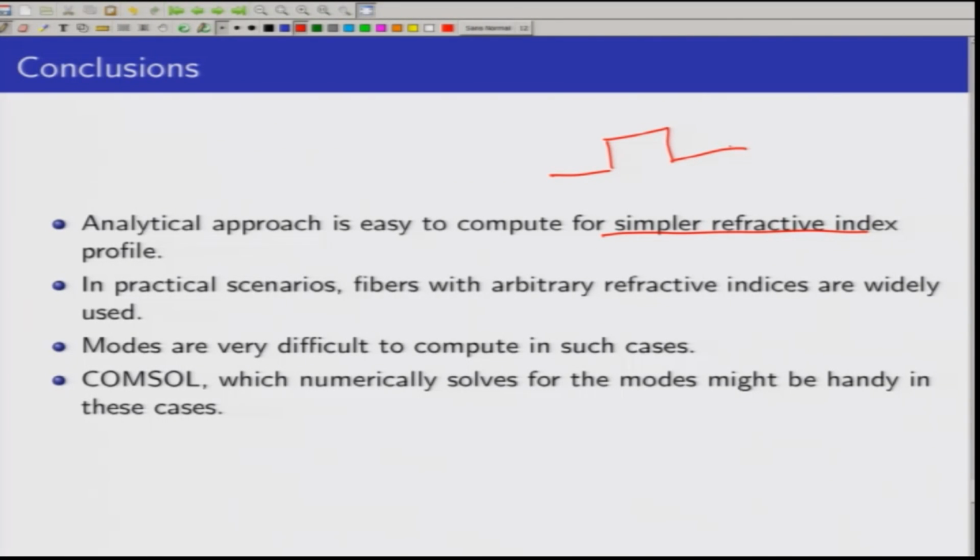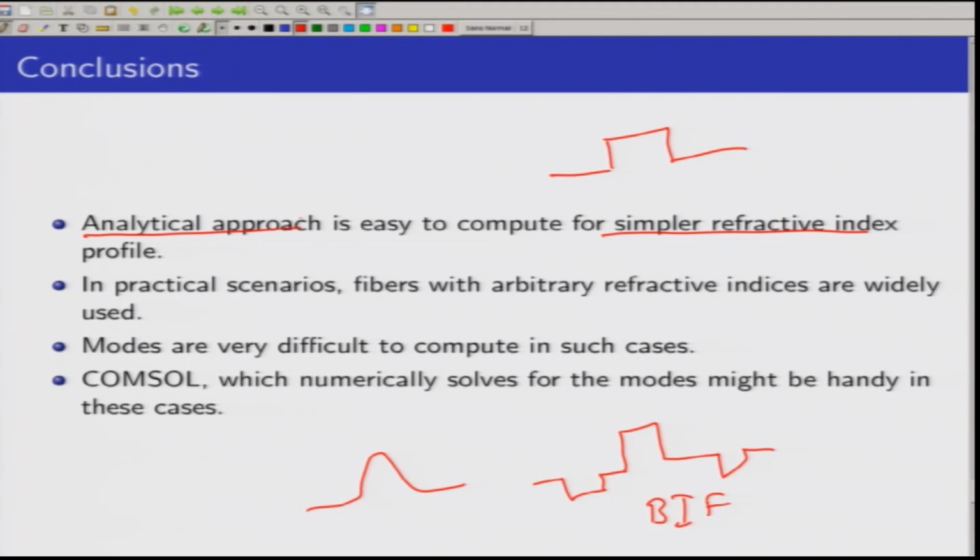But in practical scenarios, this step index profile is not much of a use, and there are many different profiles that are used in optical fibers, for example a parabolic index or a trench index, which is basically a bend insensitive fiber. Solving for these kinds of refractive indices is very complex using the analytical approach.